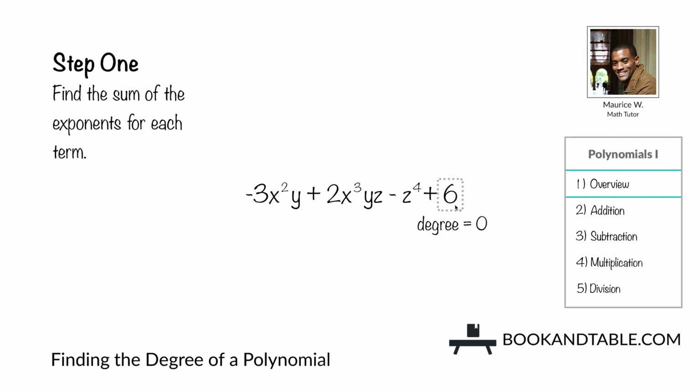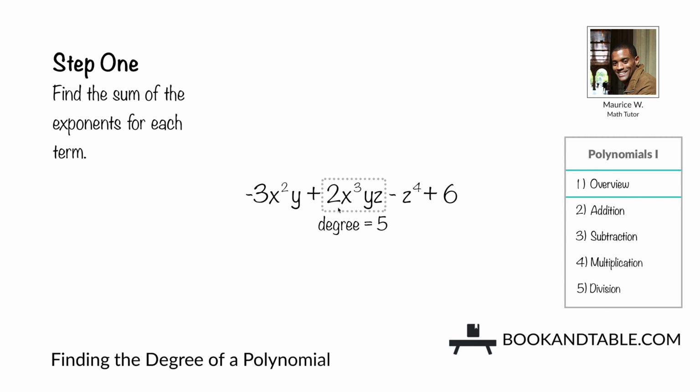Starting furthest to the right, we have a constant 6. Constants have a degree equal to 0. So we'll look at the next term, z to the 4th. The degree is equal to 4 since the exponent is 4 and we only have one variable.